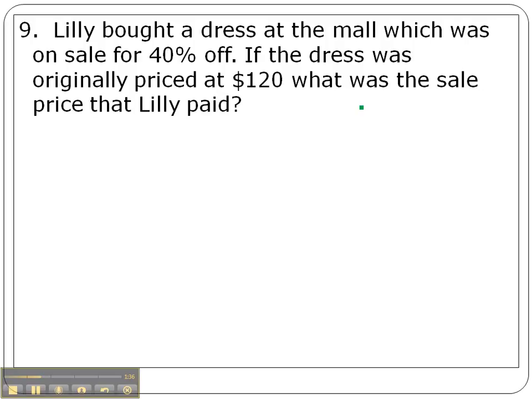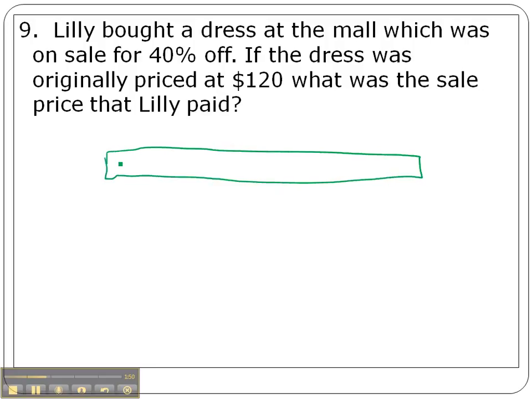Problem 9. Lily bought a dress at the mall which was on sale for 40% off. If the dress was originally priced at $120, what was the sale price that Lily paid? I'm going to do this a couple different ways. First, let's do a percent bar. The original price is $120. So that's 100% of the price.